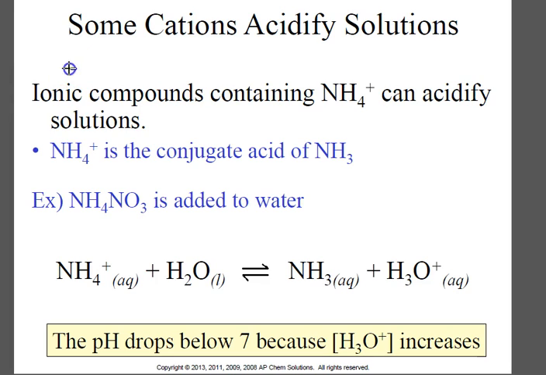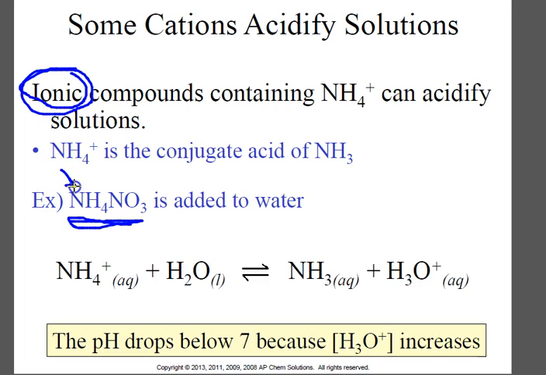Ionic compounds is what we want to focus on here. Whenever we're in this section from here until the end of the lesson, we're talking about ionic compounds. We'll look at this example down here to remind us we have a cation and an anion. Ionic compounds that contain the ammonium cation, for example, could create an acidic solution.